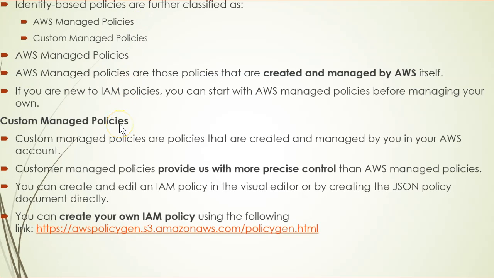And of course, the customer managed policies, which are self-explanatory, are policies that are created and managed by you in your AWS accounts. Customer managed policies provide us with more precise control than AWS managed policies. You can create and edit an IAM policy in the visual editor or by the JSON policy document directly. That depends on how you want to use them. You can also create your own IAM policy using the policy generator URL. You just need to enter the required information, and it will generate the policy for you.